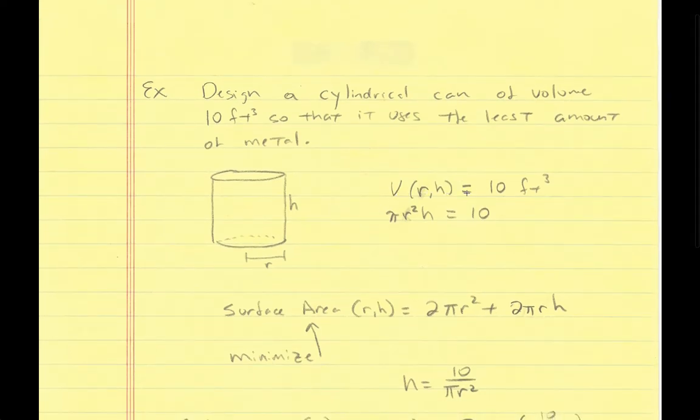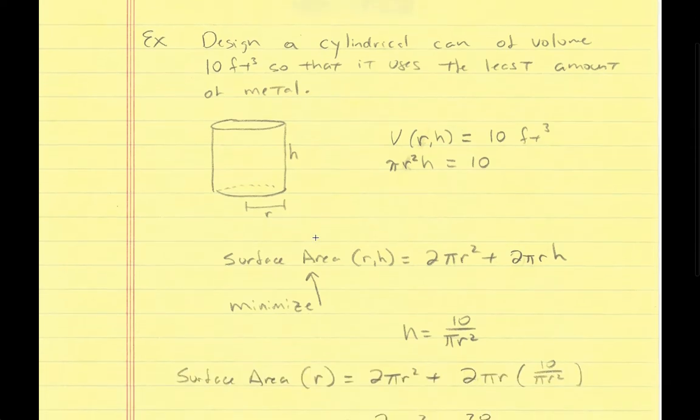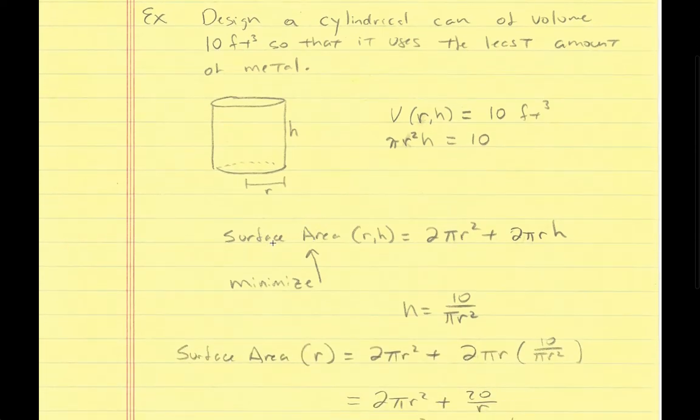One, we have our volume given as 10 cubic feet. The volume of a cylindrical can, of course, is pi r squared h, which is equal to 10. Since we are using the least amount of metal to construct this can, that is surface area. Again, 2 circles and a rectangular piece. We want to use the least amount of material, so we are going to minimize this. So I am going to take the direct derivative of my surface area.